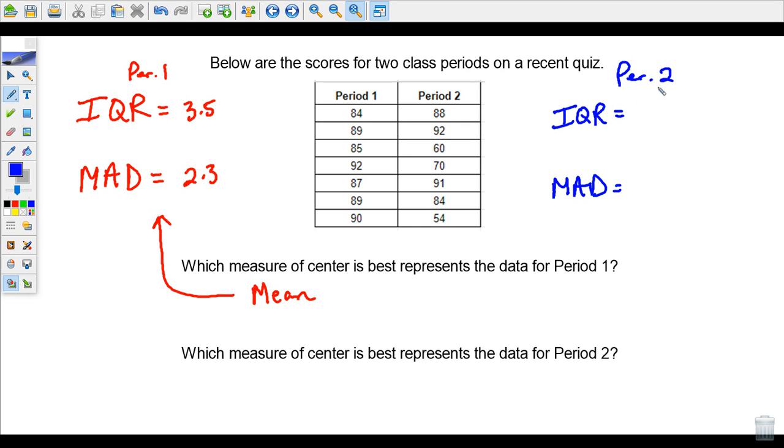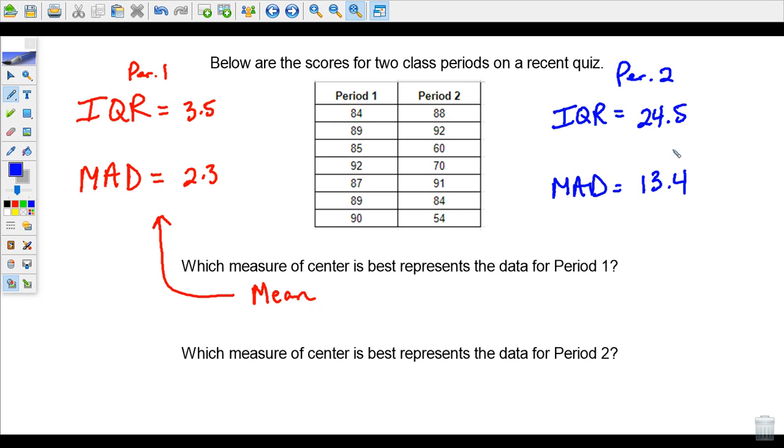When I did my calculations for period 2, totally different story. IQR was 24.5, the MAD was 13.4. So when it asks which measure of center best represents the data for period 2, these high numbers here are high numbers compared to these quiz scores. This IQR is telling us that the middle 50% has a difference of 24.5 points from the lowest in that 50% to the highest. So just the middle group has a difference of 24 points.